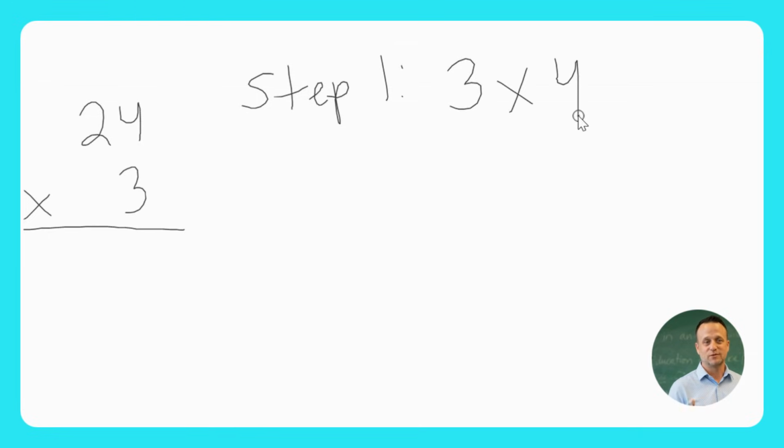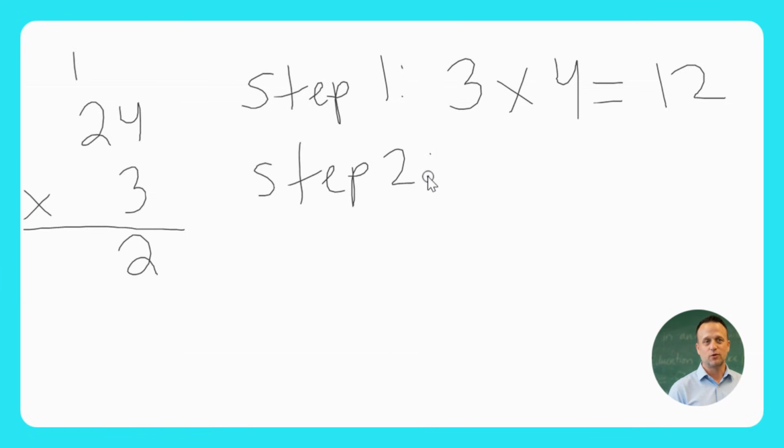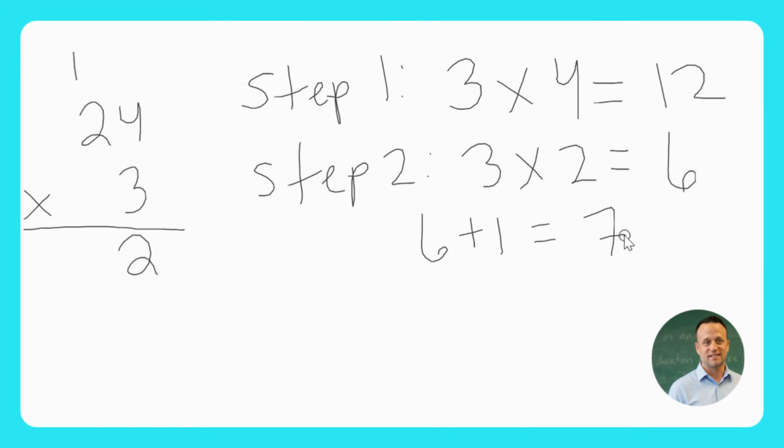Step 1. We multiply 3 times 4, which equals 12. We record the 2 and carry the 1 over the 2 in the tens place. Step 2. We multiply 3 times 2, which equals 6. Then we add the 1 we carried, making 7. Then we record that 7 in our product. Our final product is 72. It's as simple as that.